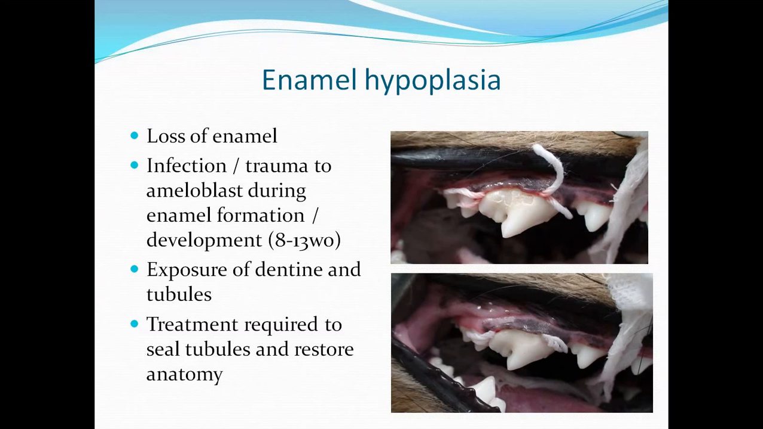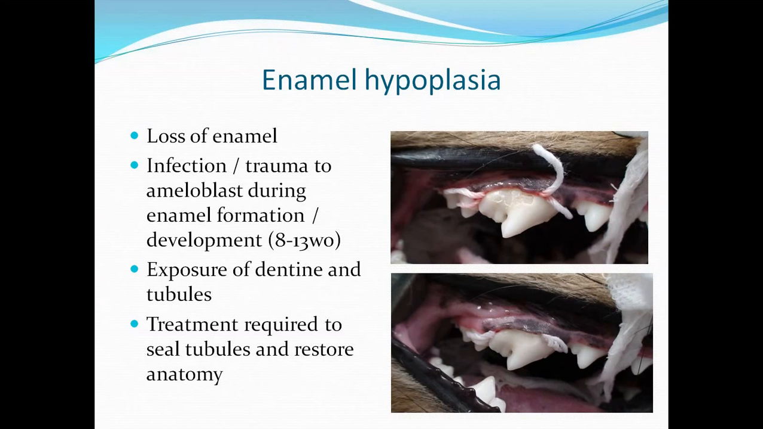You can see in the upper picture where you've got loss of enamel on the buccal surface of 108 there, and you can see that the enamel is literally just peeled off or chipped off, a bit like paint coming off a wall as well. This will occur or be caused by infection or trauma during the typical 8 to 13 week phase when enamel is forming and the matrix is actually developing.